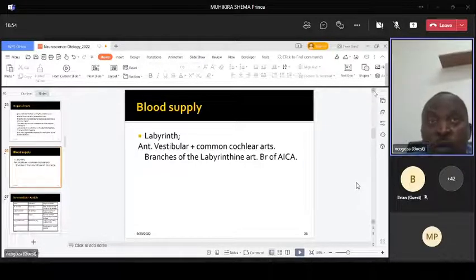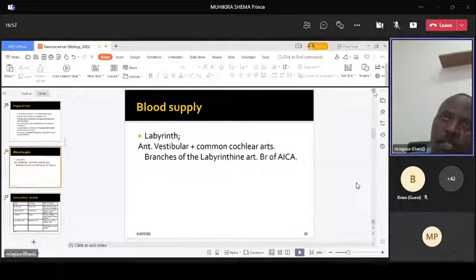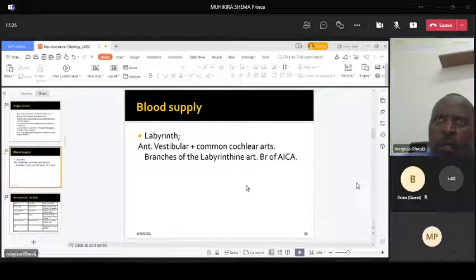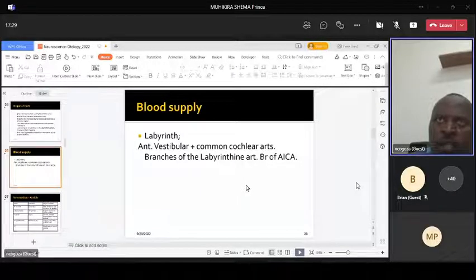The scala media with the organ of Corti with the hair cells, inner and outer hair cells, translates the mechanical energy into electrical impulse, and the electrical impulse is taken to the brain for hearing. And understand that the blood supply is from the labyrinthine artery, and it's an end vessel. If there is a problem of blood supply through that artery, there is a risk of deafness in 15 seconds.